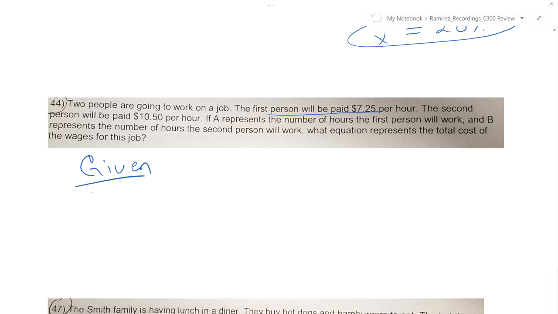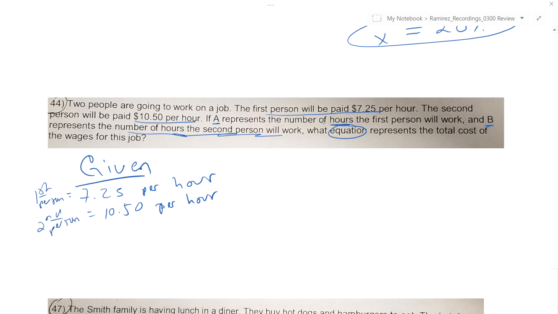So we know we're dealing with two people. The first person will be paid $7.25 per hour. It would be person A. And then the second person will be paid $10.50 per hour. A is going to represent the number of hours the first person works, and B represents the number of hours the second person works. And here they want an equation. So when they want an equation, we're going to end up with some variables, meaning some letters, in our final answer. And once we add up everything, it's going to represent the total wages of this job. So we'll let TW equal total wages.